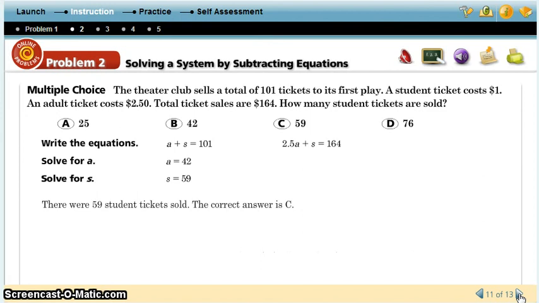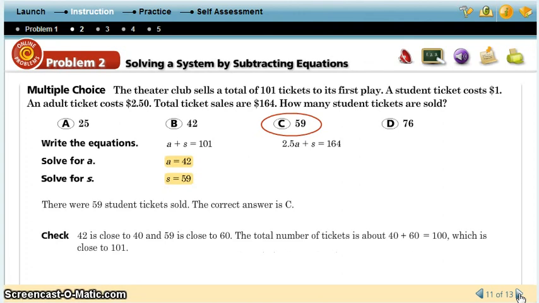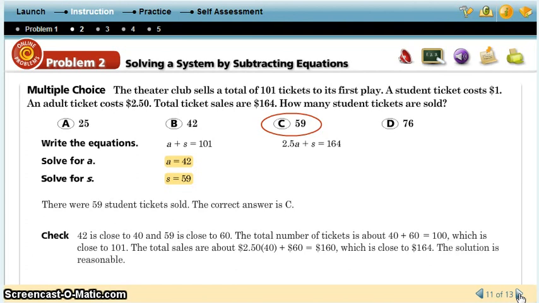The correct answer is C. 42 is close to 40, and 59 is close to 60. The total number of tickets is about 40 plus 60, which equals 100, which is close to 101. The total sales are about $2.50 times 40 plus $60, which equals $160, which is close to $164. So the solution is reasonable.